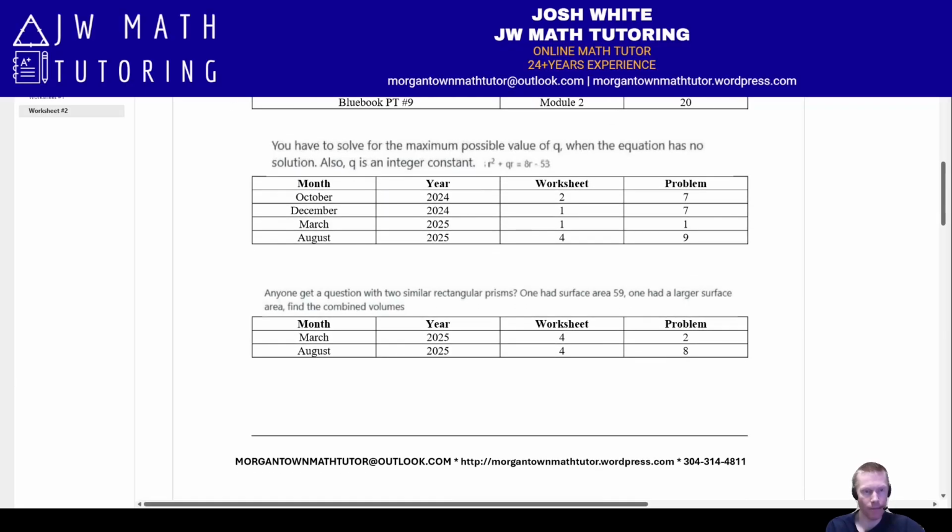All right, next up. Very common question type. You're given a quadratic equation. It has a constant in it. In this case, the constant is q. The variables are r. And it wants to know, in this case, what's the maximum possible value of q when it has no solution.